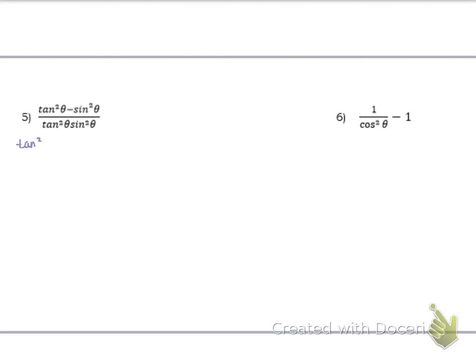So I'm going to put tangent squared theta over that whole bottom minus sine squared theta over that whole bottom. So now it's a little bit more separated, and I don't have to worry about a tangent and a sine being in the same top thing. If I have the same thing on top and bottom, I can cancel. So now I've got 1 over sine squared theta minus, I can cancel, 1 over tangent squared theta, which 1 over tan, our shortcut, was cosine over sine.